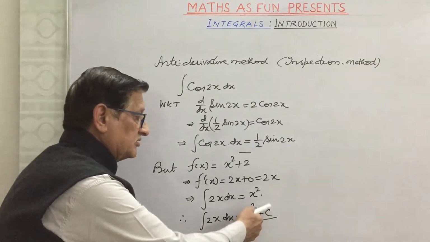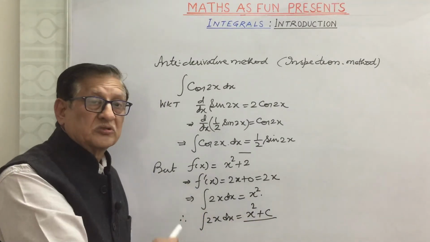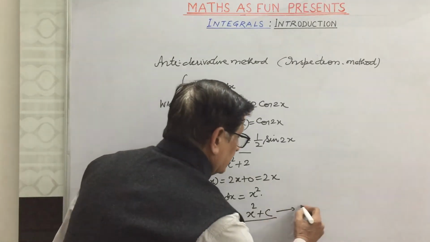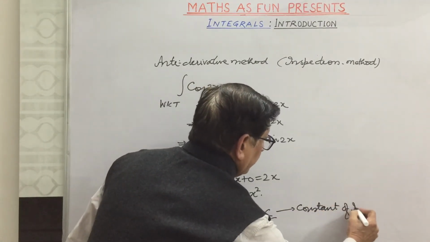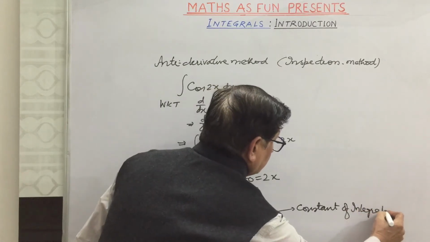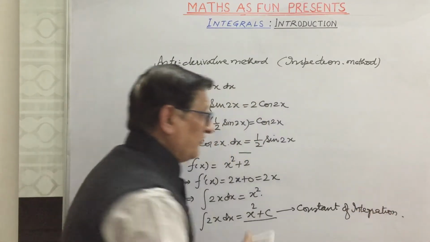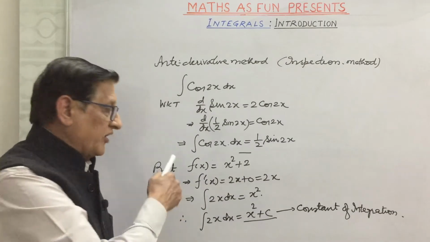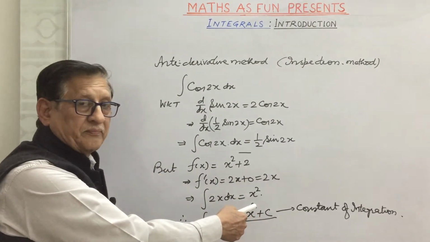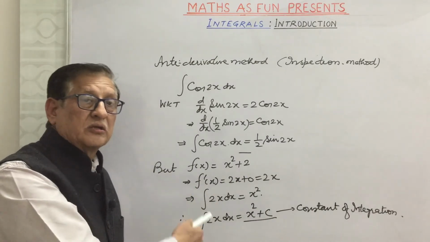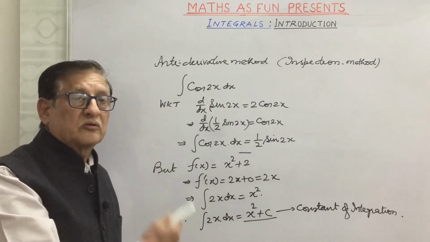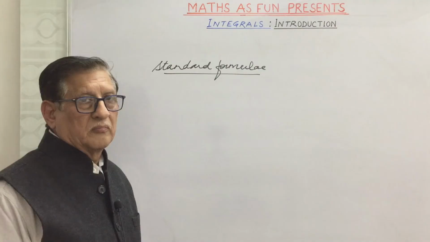So we take a constant c, which is known as constant of integration. So when we find the integral of any function, then we use c, a constant, thinking that a constant is a part of that particular function.